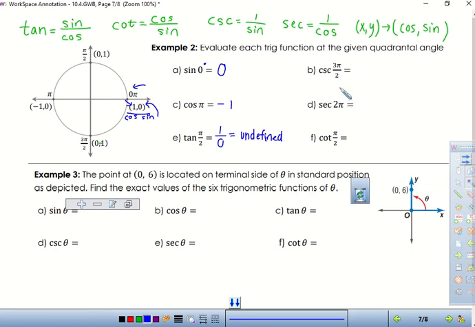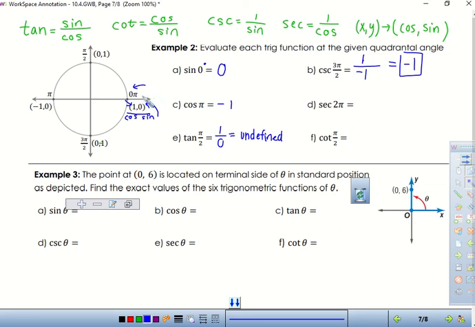Cosecant of 3 pi over 2. So cosecant is 1 over whatever sine is, right? So what is sine of 3 pi over 2? -1. What's 1 divided by -1? -1.